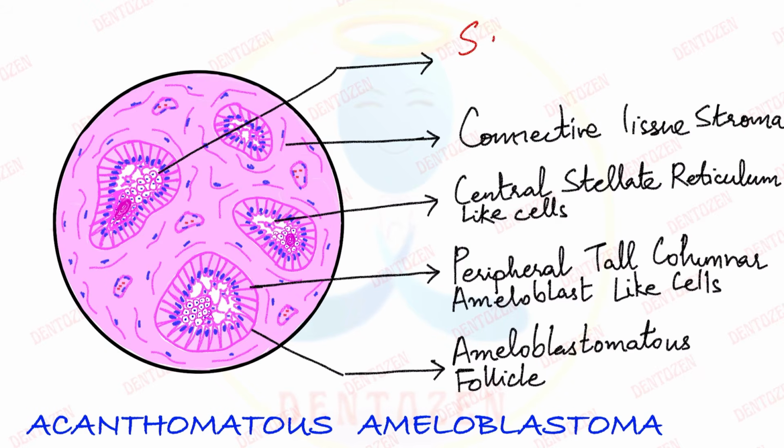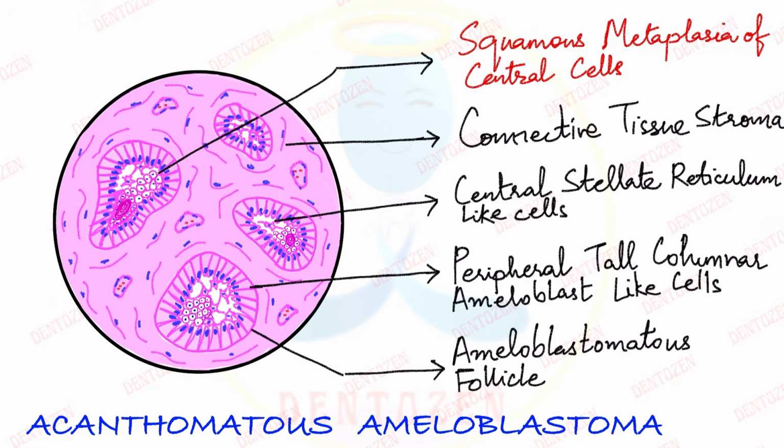stroma in between the follicles, and squamous metaplasia of central cells of the follicles. That is the important point. That is, the central cells of the follicles, star-shaped cells, will change into squamous cells as we can see here. So these star-shaped cells are changing into squamous cells, and there is keratin formation. So you can label keratin also here. So that is acanthomatous ameloblastoma.